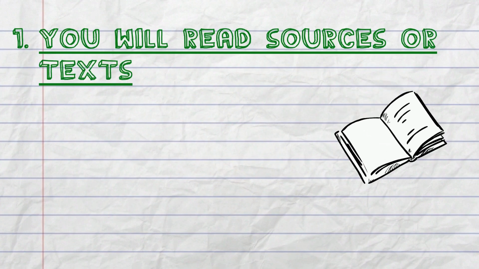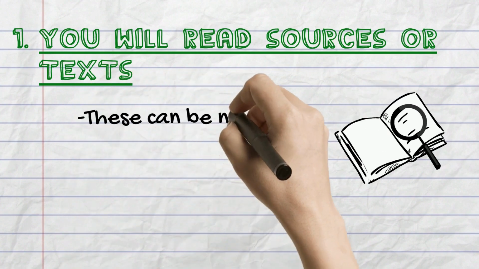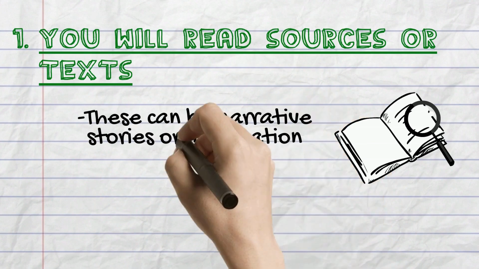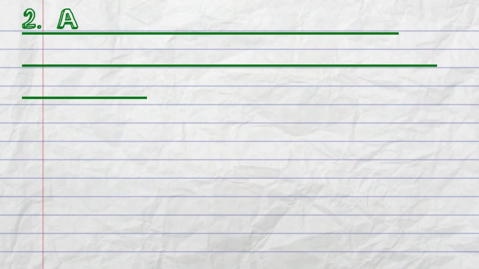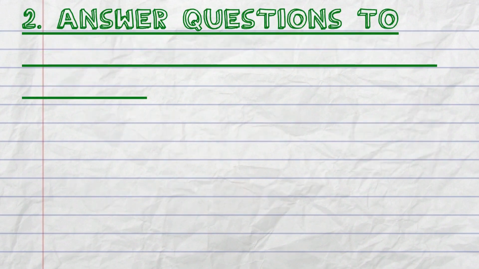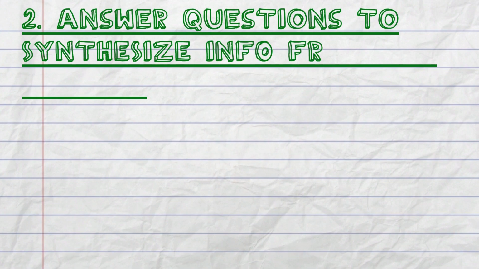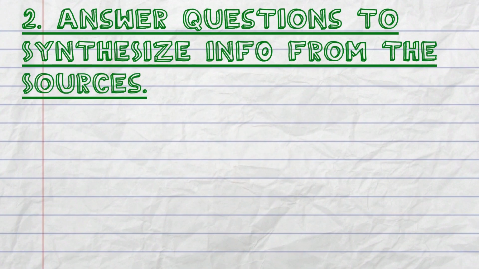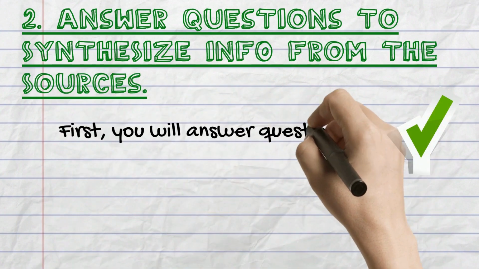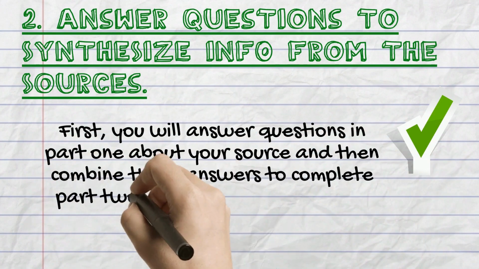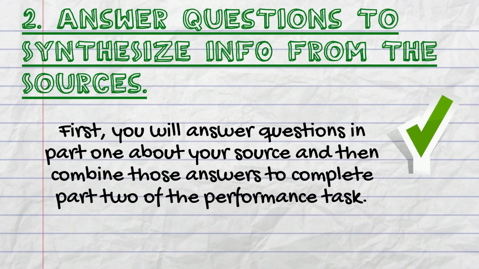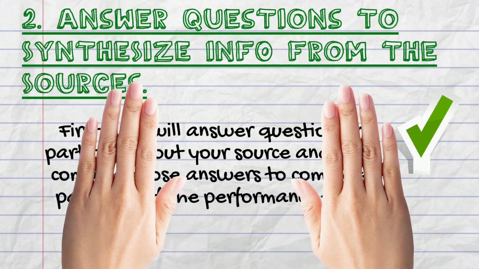In the first part, you will read the source or text. These can be narrative stories or informational articles. Performance tasks usually have one of each. The second thing you'll have to do in part 1 of the performance task is answer questions to synthesize information from the source. First, you will answer questions in part 1 about your sources and then combine those answers to complete part 2 of the performance task.